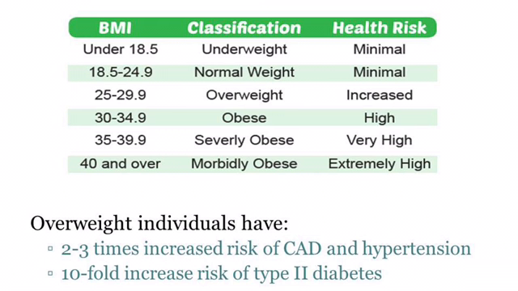And weight is one of those things that impacts basically every single one of our risk factors and risk for chronic disease, everything from heart disease to diabetes and even certain cancers. So overweight individuals have 2 to 3 times the increased risk of coronary artery disease and hypertension, and a full 10-fold increased risk of type 2 diabetes. So certainly controlling or managing weight over time is one surefire way to help reduce your risk of chronic disease.